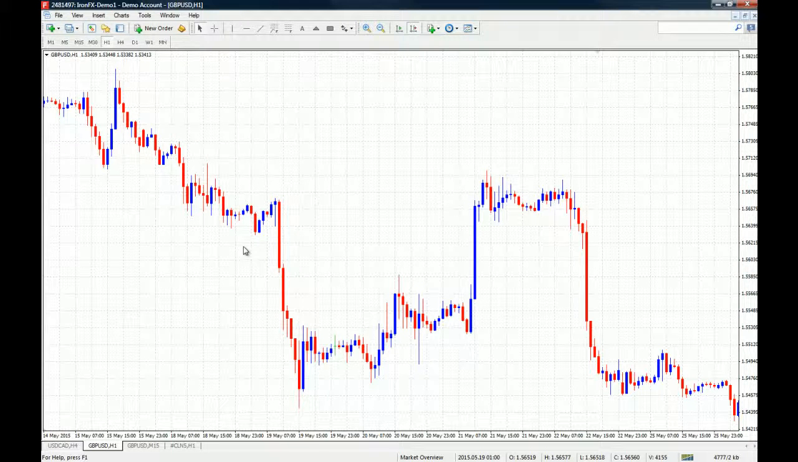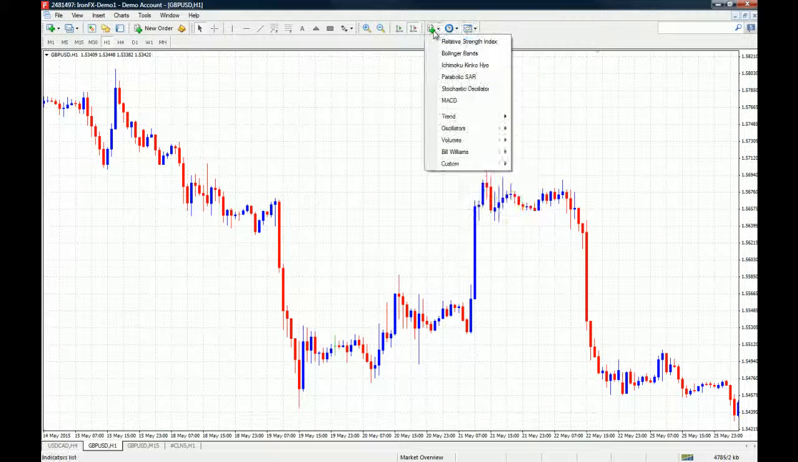Remember that when we trade binary options, what we want is volatility on our side. We don't want to get stuck in these ranges because we are going to lose money if we get stuck in these ranges. We want these big moves either to the downside or to the upside.